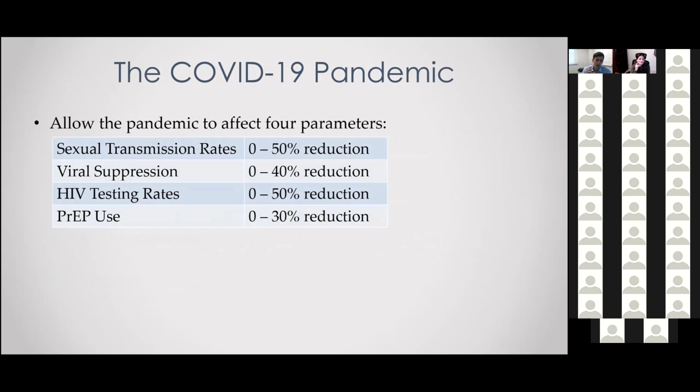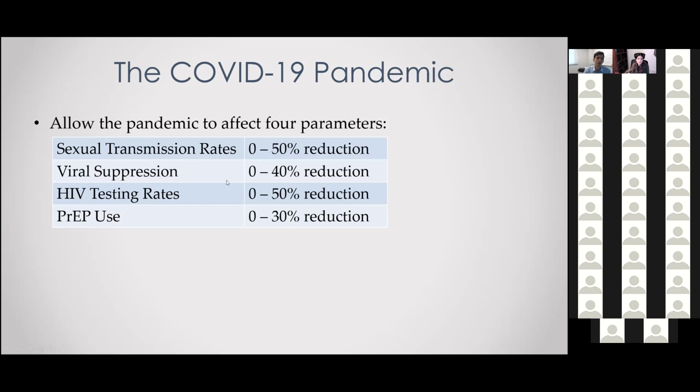So when we were thinking about what COVID-19, the pandemic and the lockdowns might do to HIV, we decided to represent it via impact on 4 parameters, right? Rates of sexual transmission, right? You can imagine with lockdown and social distancing, those rates are reduced. In some preliminary studies, people reported anywhere from no reduction to all the way up to 50%. So we explored that whole gamut of possibilities.